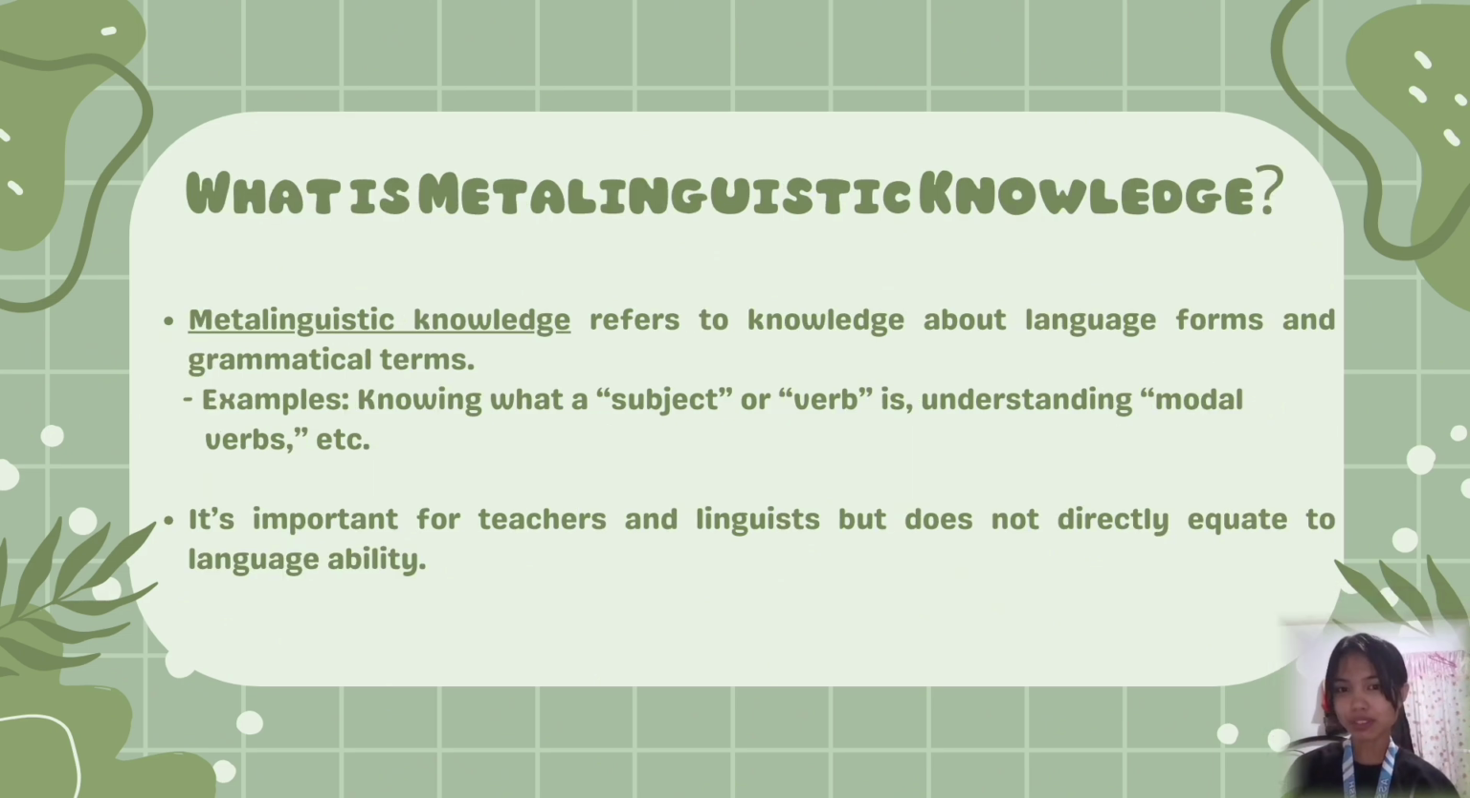What is metalinguistic knowledge? Metalinguistic knowledge refers to knowledge about language forms and grammatical terms. For example, knowing what the subject or verb is, understanding modal verbs, etc. It's important for teachers and linguists, but does not directly equate to language ability. Metalinguistic knowledge is knowing about grammar, like knowing what a verb is or identifying a preposition. Useful for explaining language, especially for teachers, but not always needed in real communication.